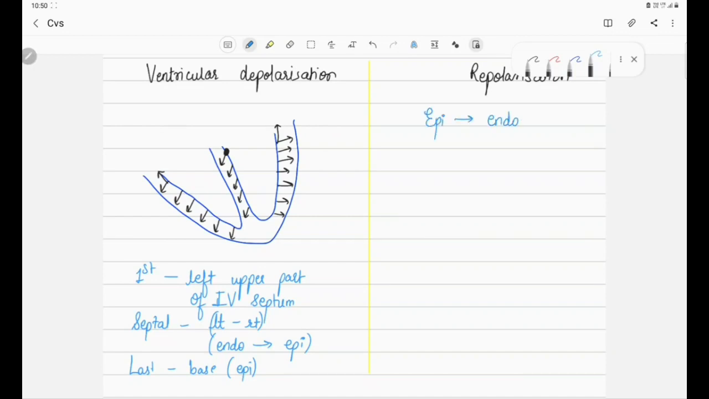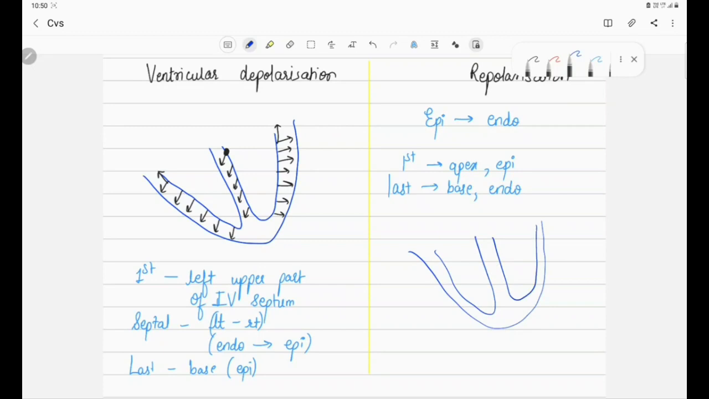Repolarization is exact opposite. It is epicardium to endocardium. The first part will be the apex epicardium, whereas the last part to repolarize will be the base endocardium. So I am drawing here again a ventricle. So this apex, from here this repolarization starts. It's from epicardium to endocardium and goes towards the base.